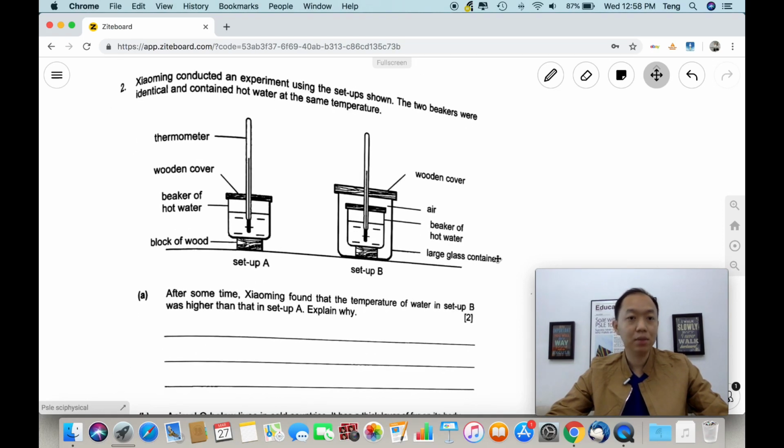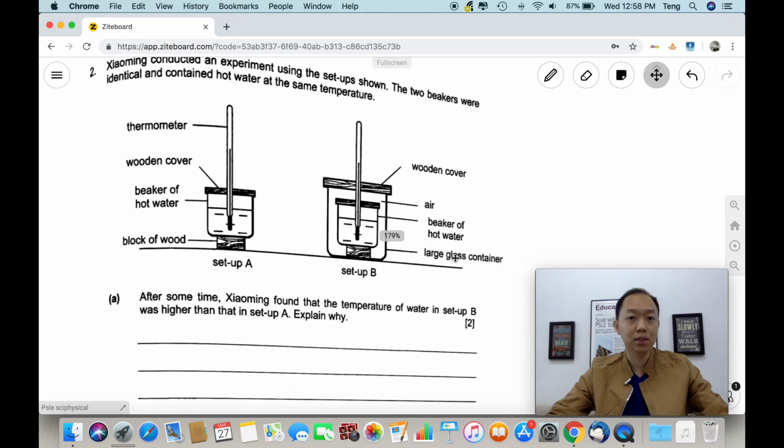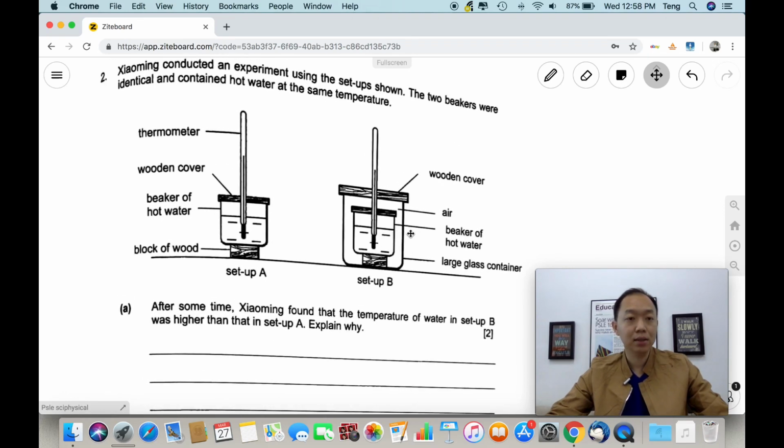Okay, so the next question, Xiaoming conducted an experiment using the setup shown. Two beakers were identical and contain hot water at the same temperature. So same temperature. After some time, he found that the temperature of water in B was higher than that in A. So both you have hot water. Okay, hot water here. And then after that, this one, temperature higher, temperature lower. So we have air here. Can you see that? And then, well, this thing isn't covered.